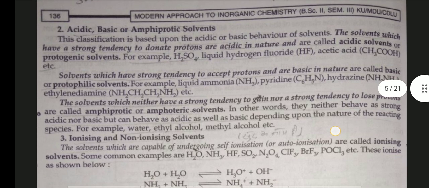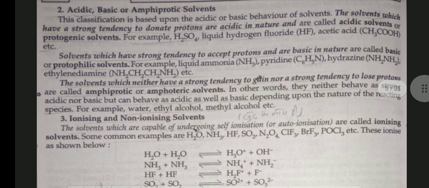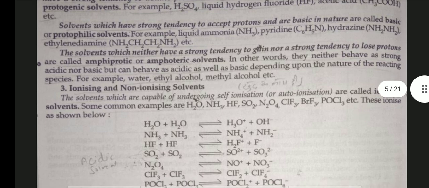The solvents which neither have a strong tendency to gain nor a strong tendency to lose protons are called amphoteric or amphiprotic solvents. In other words, they neither behave as strongly acidic nor basic, but can behave as acidic as well as basic depending upon the nature of the reacting species. For example, water, ethyl alcohol, methyl alcohol.